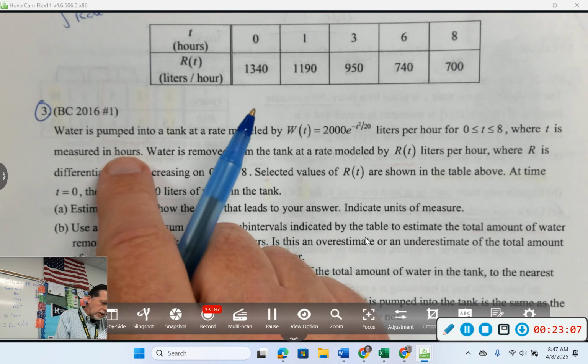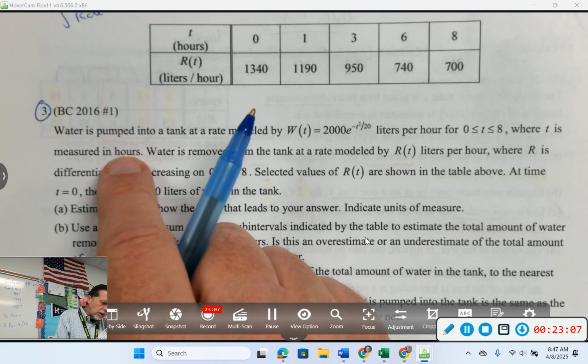Indicate units of measure. Okay, we just did this on that last one. R prime of 2. I don't have an equation to take a derivative of, but I've got a table that I could use, and we'll estimate it with an algebra rate of change. And at 2, I probably want to use 1 and 3. That would seem to make the most sense. So 950 minus 1190 over 3 minus 1. And I did the math on the last one, but I don't have to do that on this one.